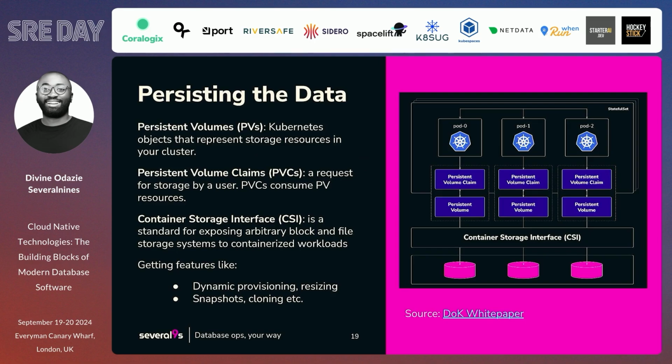So I don't know if you've heard of PV, PVCs, CSI. There are several patterns, right? There's a Data on Kubernetes white paper. Maybe after this talk, I can share the link to it with you. It's created by the Data on Kubernetes community. It offers an in-depth overview and understanding of how to deploy these databases, right?